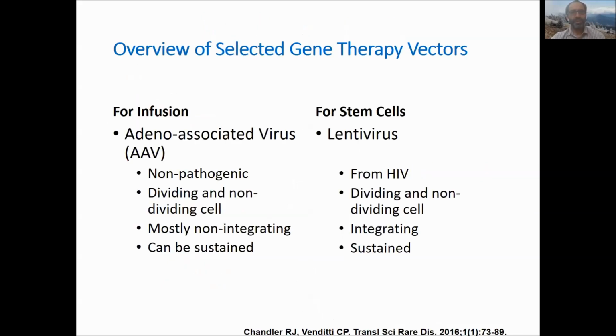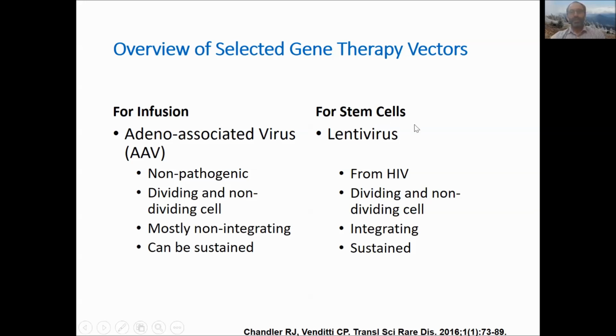For the infusion approach, injecting the gene therapy, typically adeno-associated virus, or AAV, is used. It's a non-pathogenic parvovirus. Importantly, it's not adenovirus, but a parvovirus. It transduces dividing, non-dividing cells. Typically, it doesn't integrate. It sits in the host cells in the nucleus without integrating into the chromosomes. That's important. But the transgene can be sustained. There can be long-term benefits from these episomal AAV vector genomes.